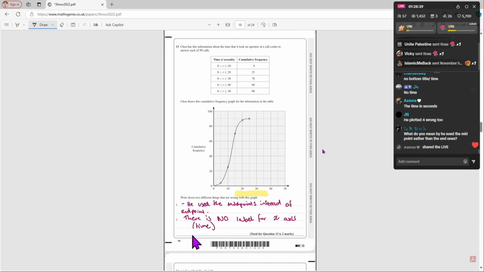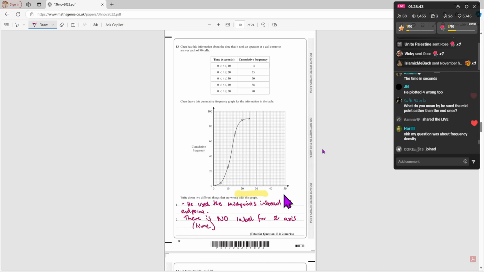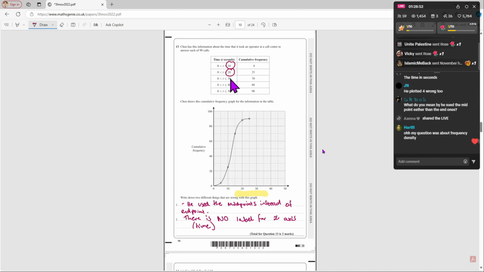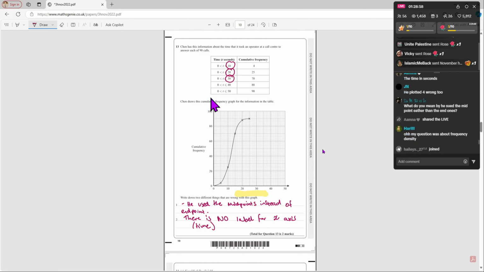So I wrote he used the midpoints instead of the endpoints. It's because whenever you're drawing a cumulative frequency graph, you're supposed to use the endpoints, these points over here. So you're supposed to use 10, 20, 30 instead of the midpoints, okay? So, moving on to our next question.